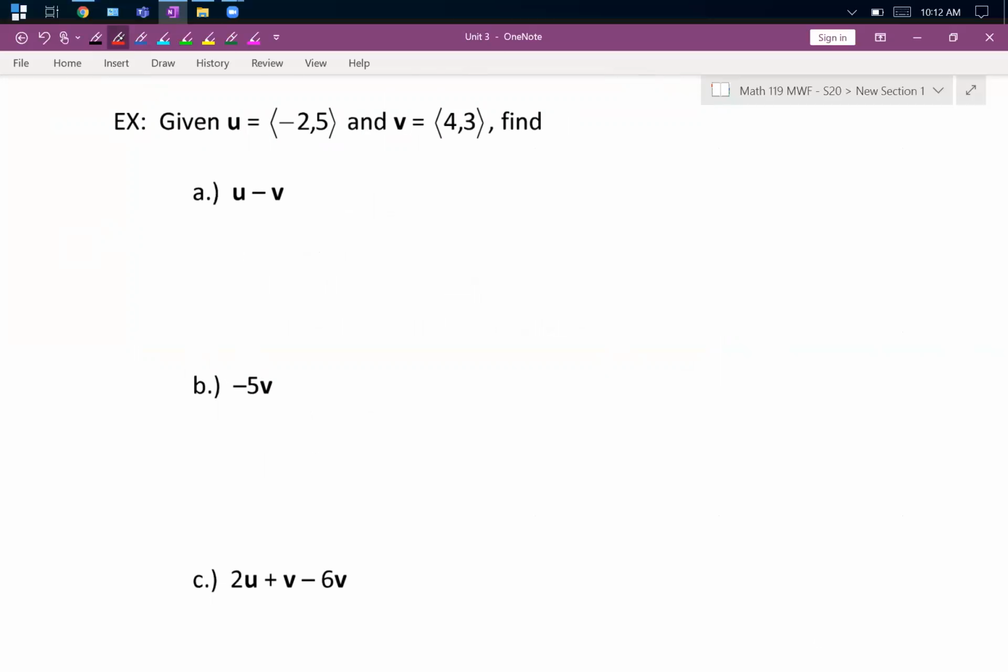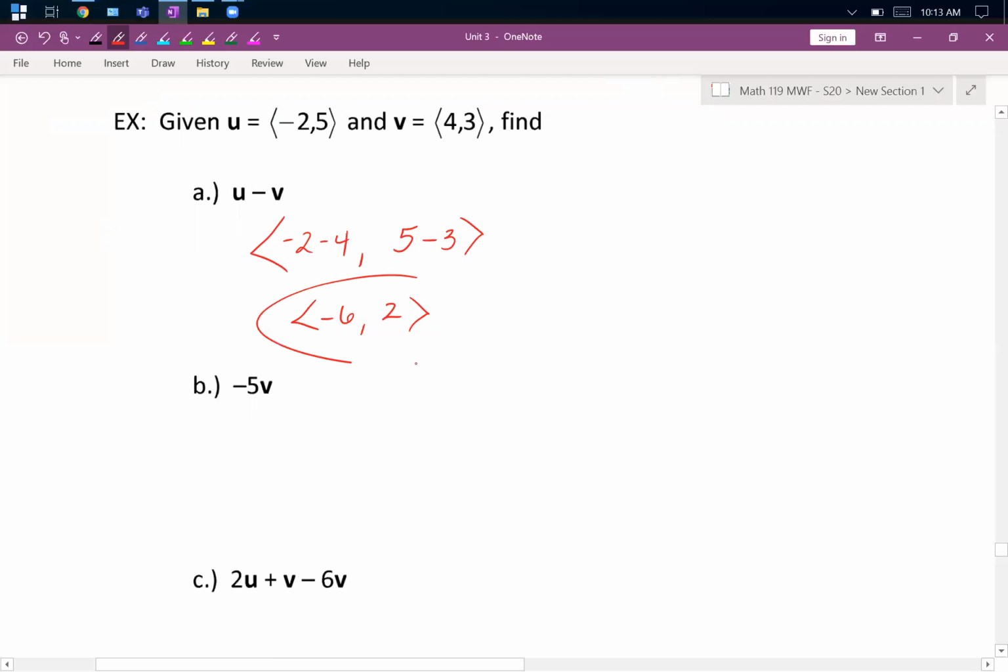To find u minus v, all we're going to do is subtract our first components, our horizontals, and then subtract our second 2, our vertical components. This gives us the vector -6, 2. For part B, to find -5 times vector v, all we're going to do is distribute that -5 to our components for vector v. That'll give us -20, -15.